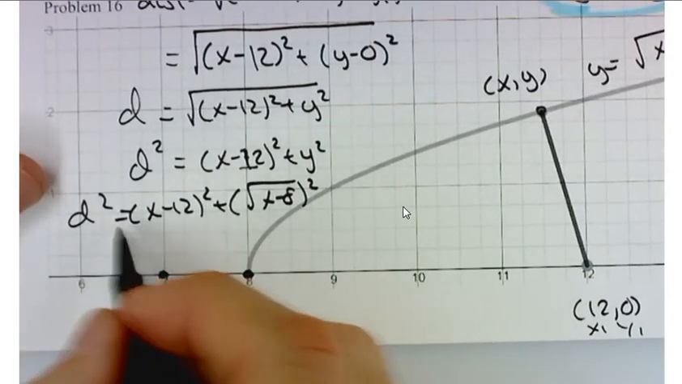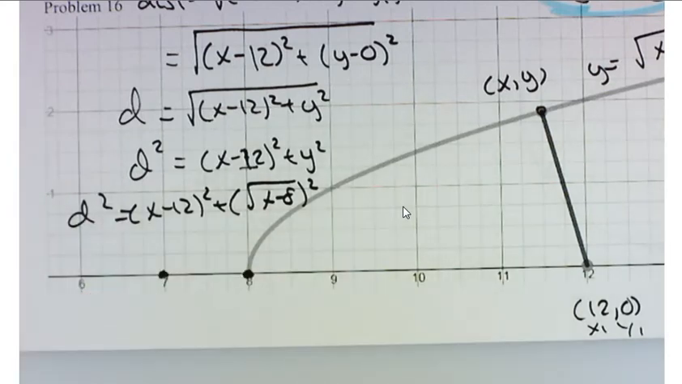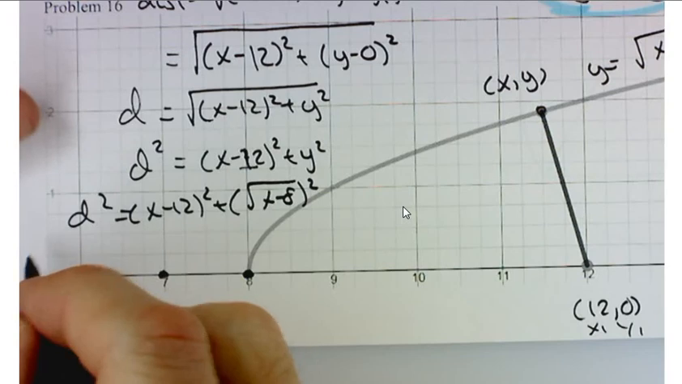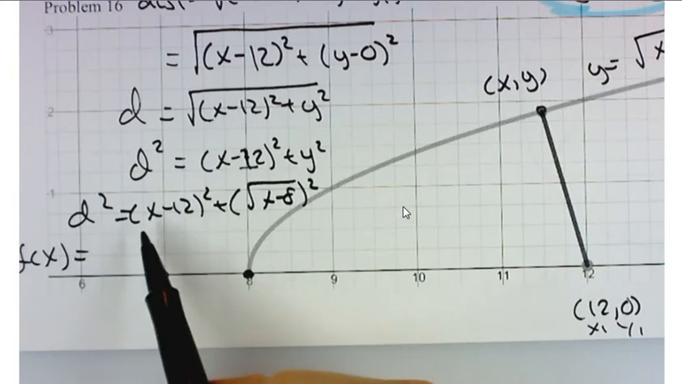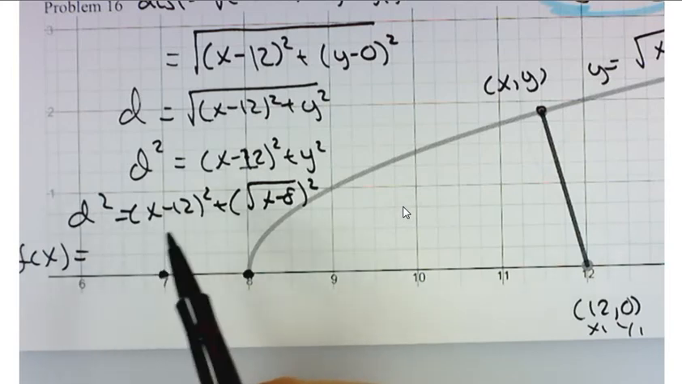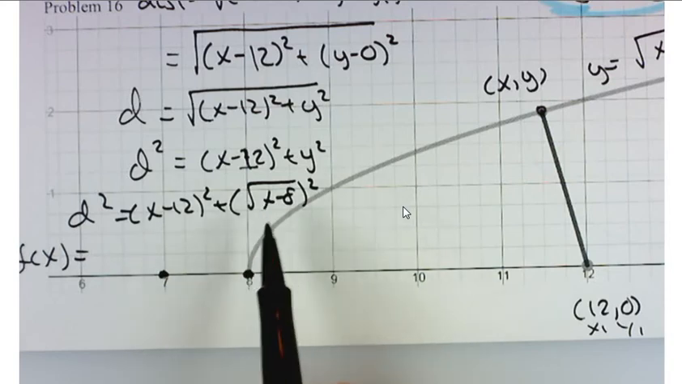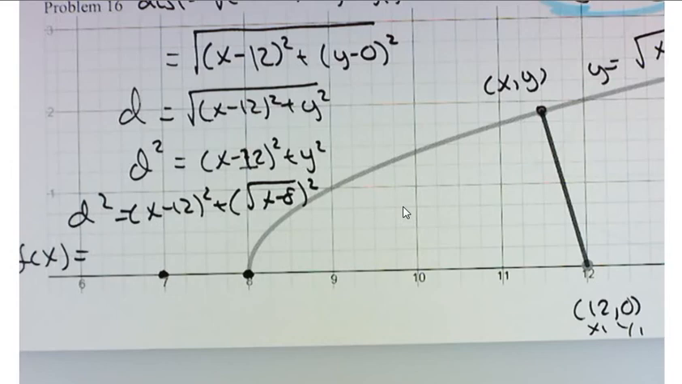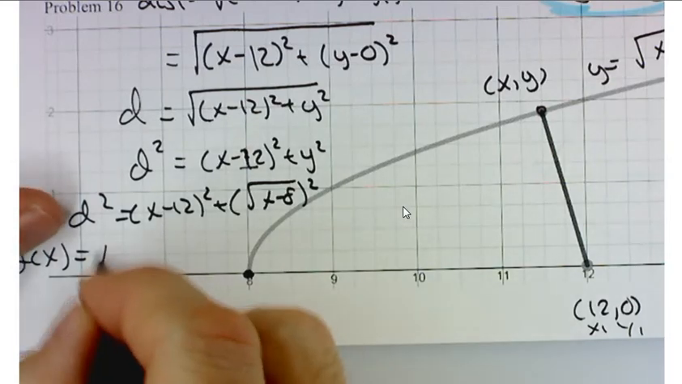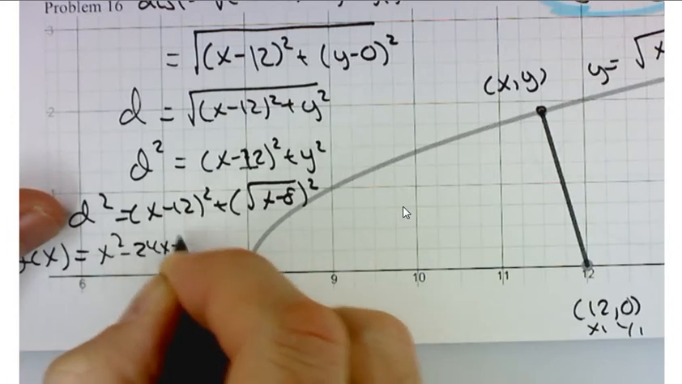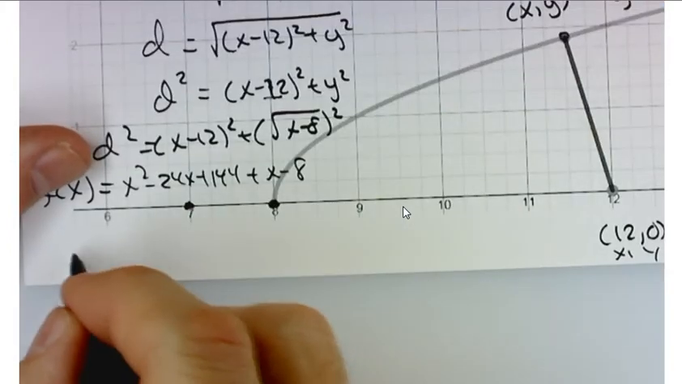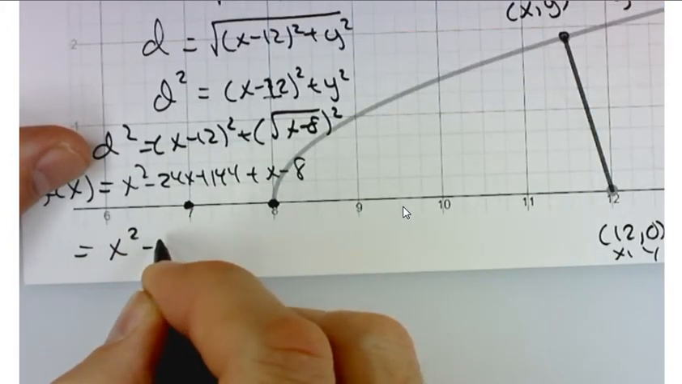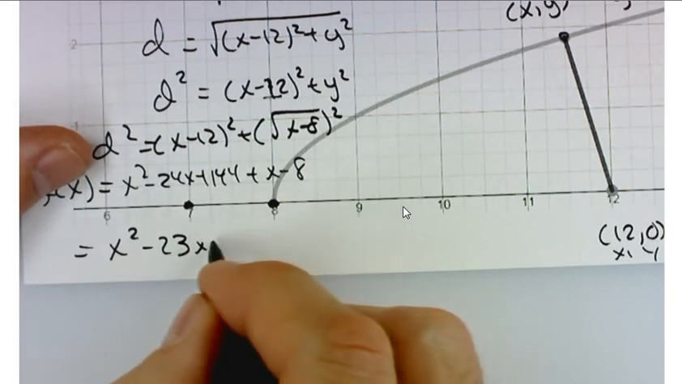I'm going to call this a different name because I don't want to differentiate d squared. The notation would get kind of ugly. So let's call that f of x. When I square this out, I'll get x squared minus 24x plus 144 plus x minus 8. Is it okay with you if I just simplify that and give it to you as the final? Well, I'll do two steps. x squared minus 24x plus 144 plus x minus 8. And when you combine like terms, we get the final function here, x squared minus 23x plus 136.